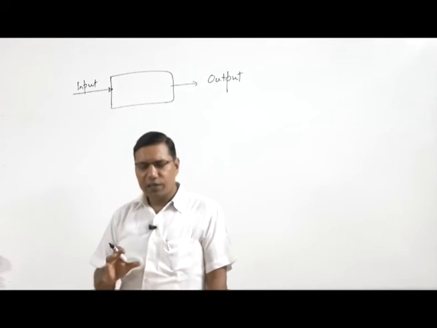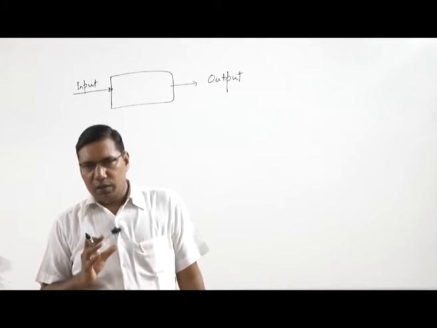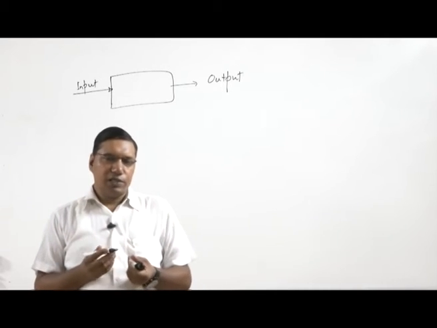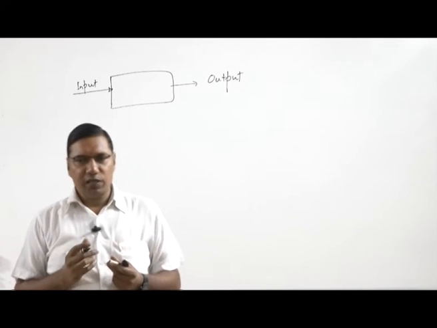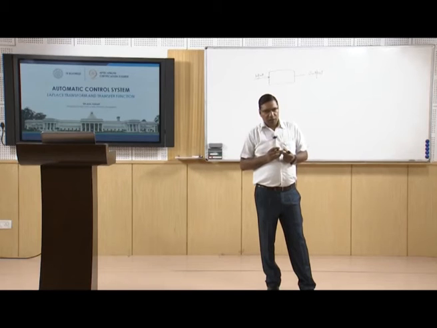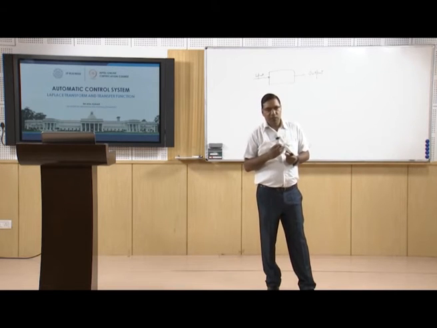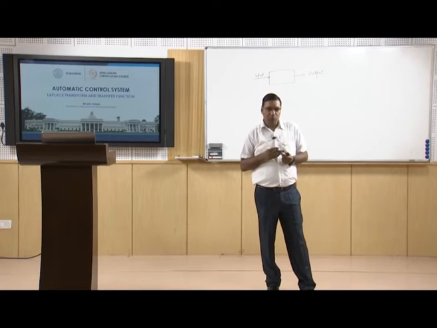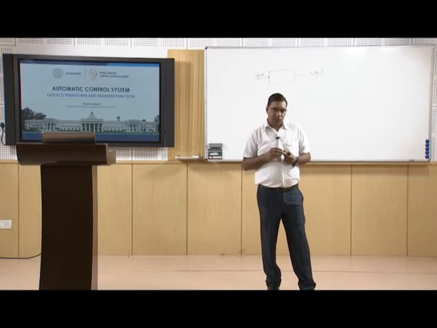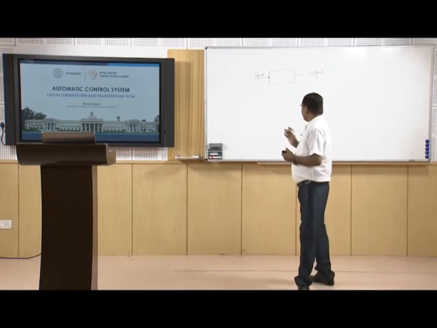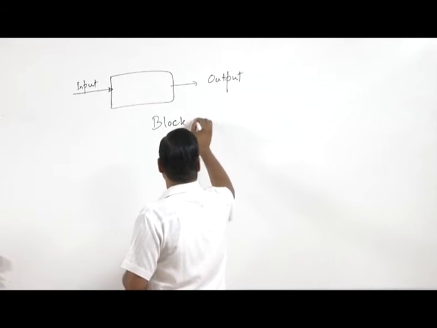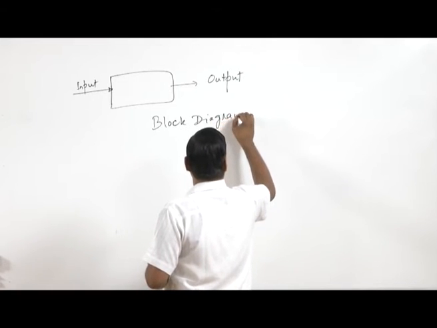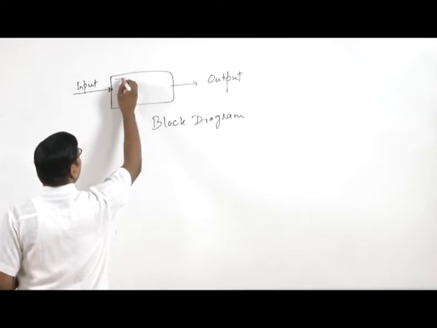Any physical system comprises many subsystems, and we give some specific input to the system, and that input is passed to the subsystems. Each subsystem has some input and output, and that output works as input to the next subsystem. So any system or subsystem we can represent with an input output relationship. This is the block diagram, and inside it is the transfer function.